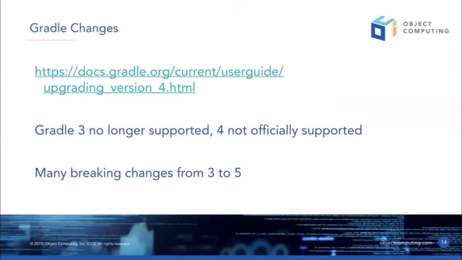Gradle changes. In Grails 3, all new applications were created with Gradle 3, right? But we supported Gradle 4. When Gradle 4 came out, they introduced some breaking changes, and we made changes in our plugins to support both versions, which was sort of an issue for us because we weren't really testing with Gradle 4 internally. We were just using Gradle 3, right?